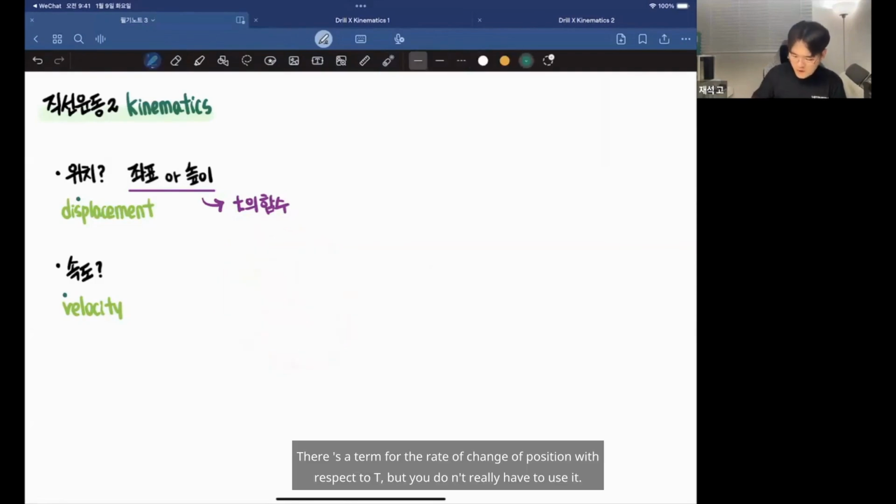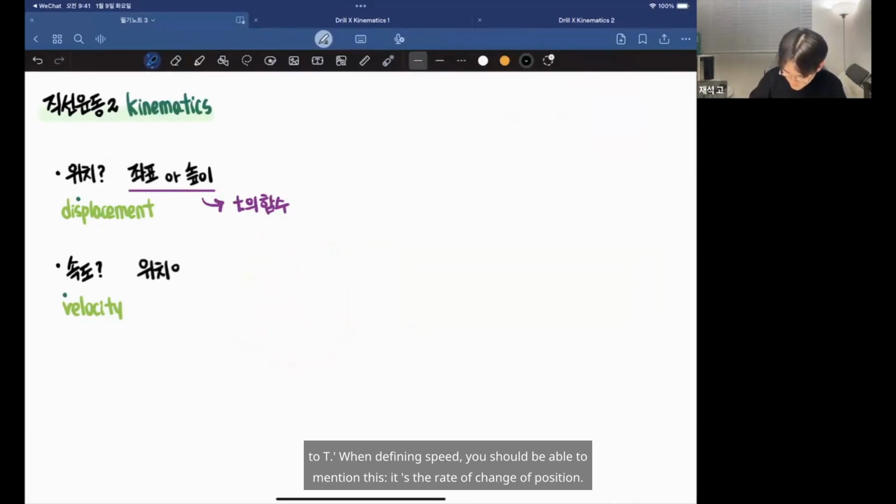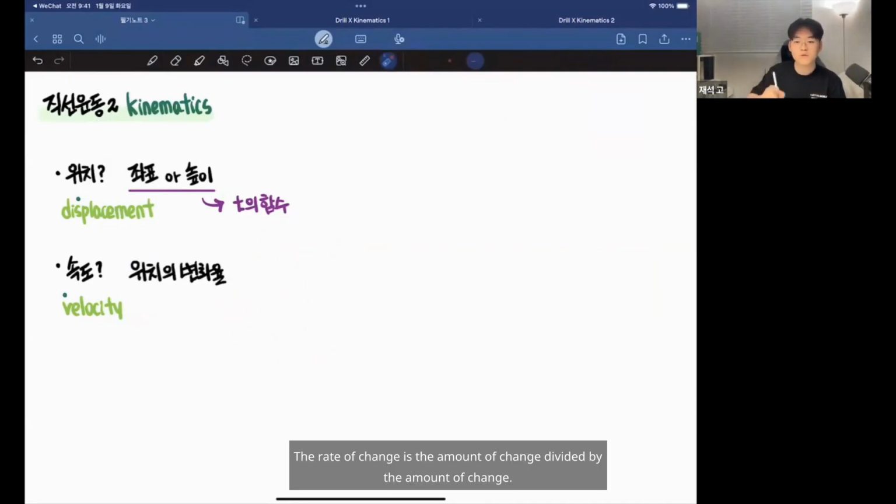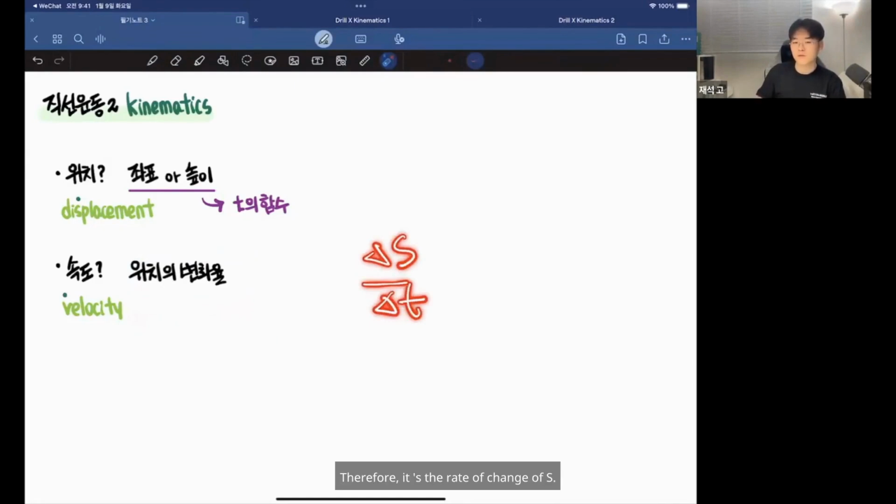There's a term for the rate of change of position with respect to t, but you don't really have to use it. The accurate definition is the rate of change of position with respect to t, but you can omit "with respect to t." When defining speed, you should be able to mention this. It's the rate of change of position. The rate of change is the amount of change divided by the amount of change. Speed is the change in position divided by the change in t, so it's a rate of change. Therefore, it's the rate of change of s.